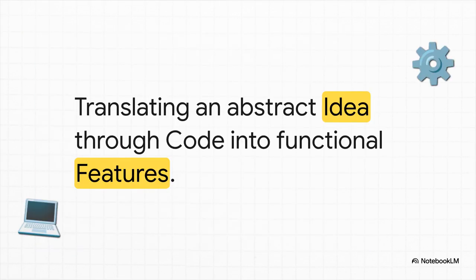So the crucial point is how this transformation actually happens. Abstract ideas are literally translated through code into functional app features. The developer writes the complex logic that essentially says, hey, when the user taps this button, deduct $20 from their account and send an alert directly to the pizza shop. It is a massive jump from a concept to a living reality.